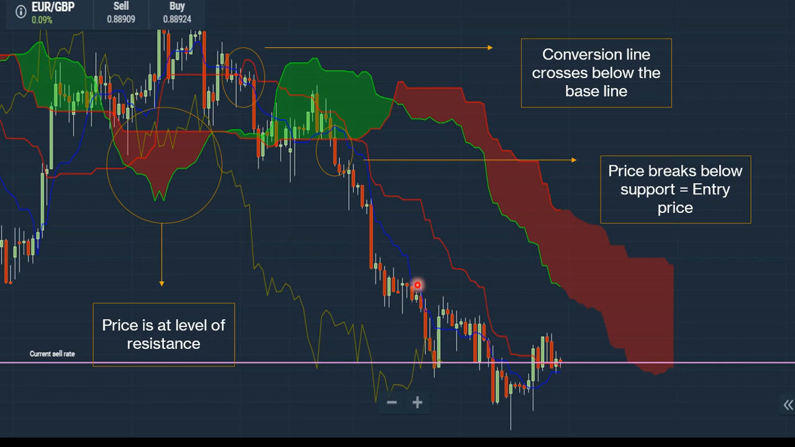So main things to remember: downward trend, the conversion line crosses below the baseline, the price breaks below the support, which is equal to your entry price, and pay attention to how thick the red clouds are as it's going down, as it will represent strong levels of resistance and weaker levels of resistance, so you know if there's going to be continuation or not.